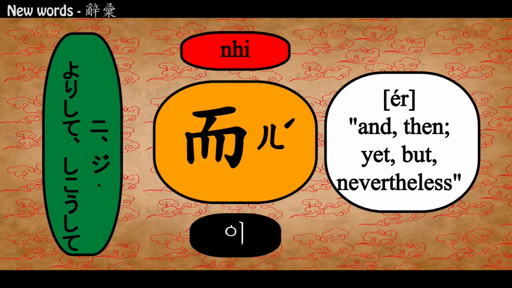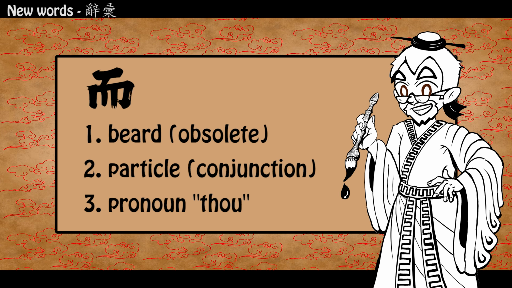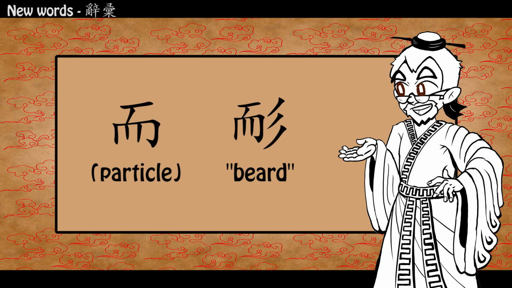And, then, yet, but, nevertheless. A drawing of a beard, bringing to mind those fake beards you see in Peking opera. It was borrowed for the same-sounding conjunction, meaning and, then, yet, but, nevertheless. In older texts, it is also another way to write the second person pronoun singular, thou. The meaning beard is largely out of book, but when needed, three extra hairs are added to the character to set it apart from the grammatical particle.